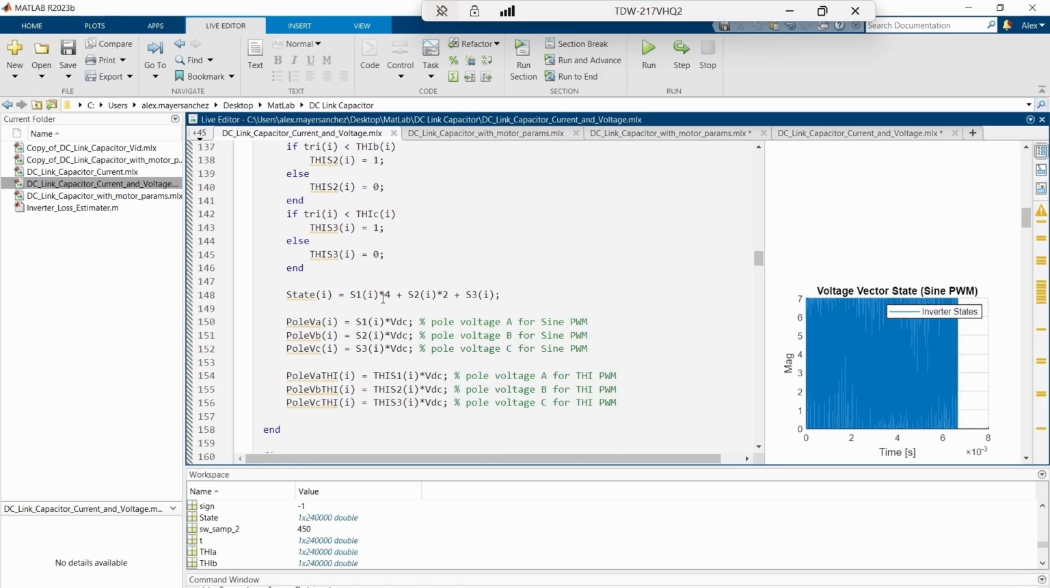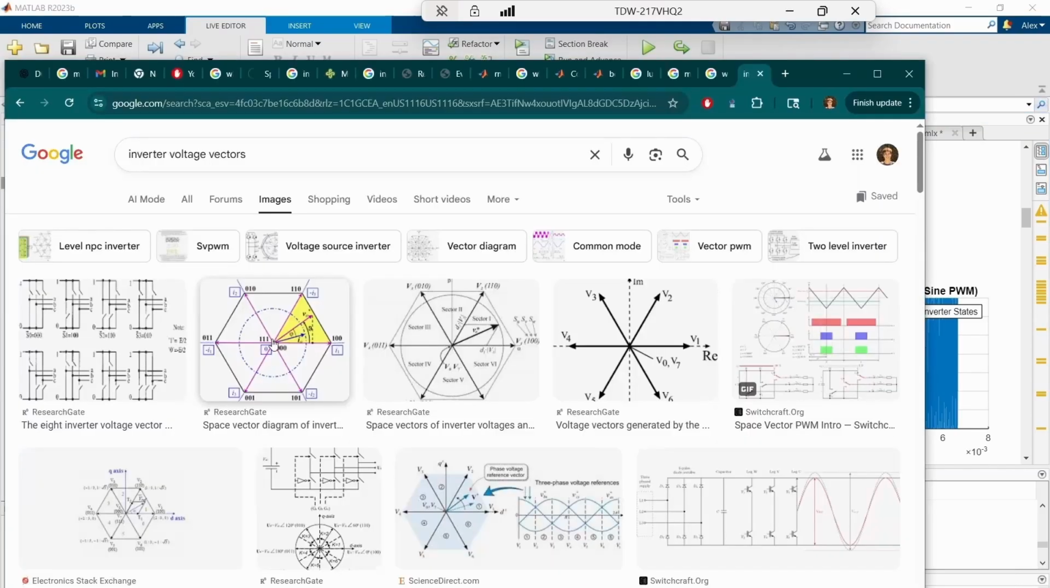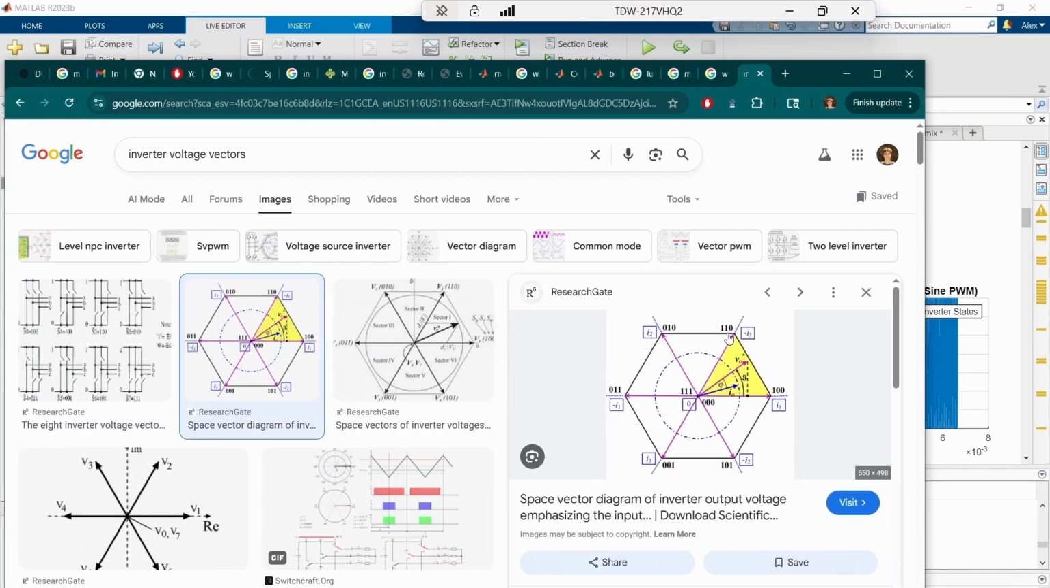And then here I'm just showing the voltage vectors that we're in. You can see there's 6 different states that create a voltage vector, and then there's 2 states when all the high side switches are on or all the low side switches are on, then there's 0 voltage vector.